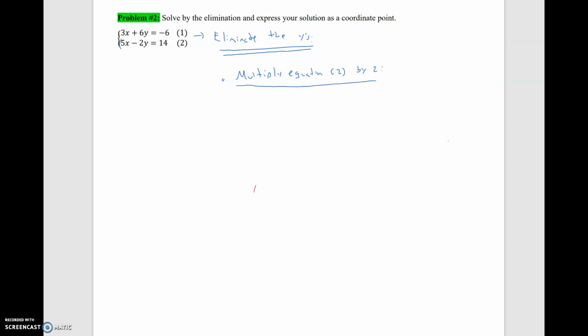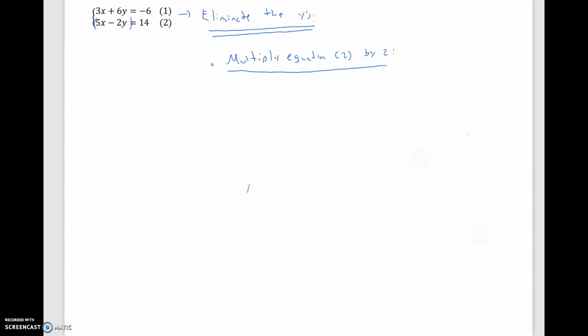Keep in mind that you're multiplying, actually wait, not by 2, by 3, so that we get a multiple of 6. So by 3, and remember that every value gets multiplied by 3. So as we multiply by 3, and let me fix this.